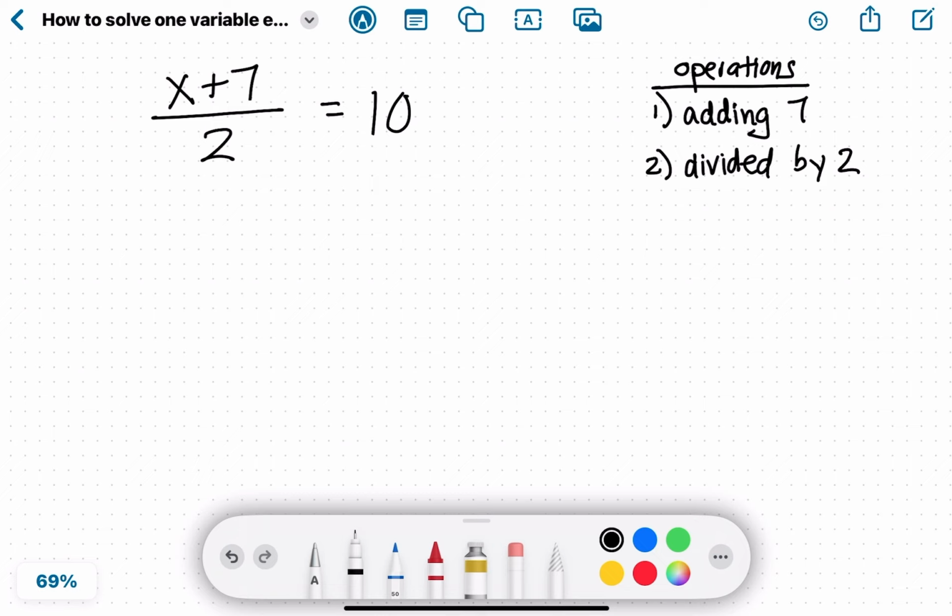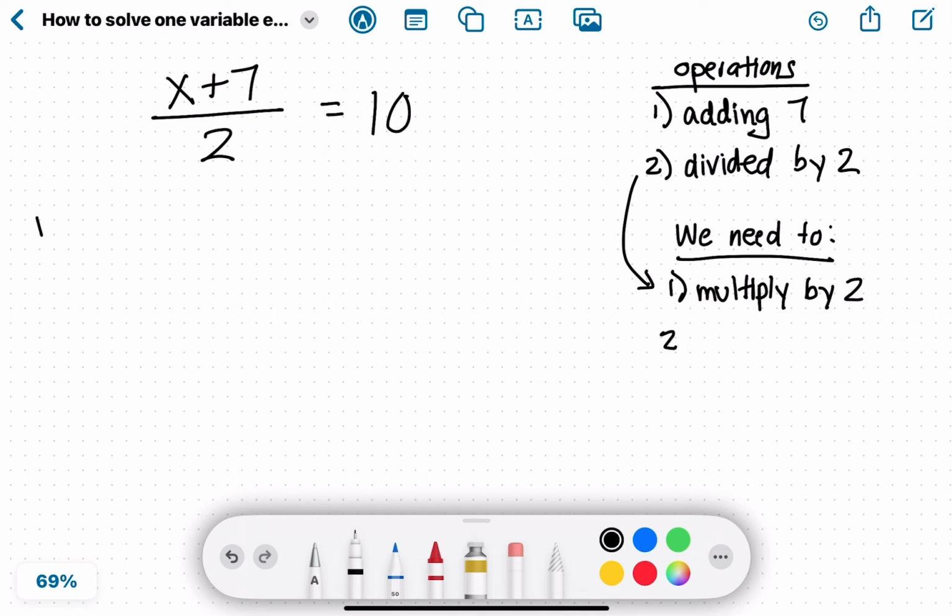Now, what we need to do is reverse it once again. So the opposite of division is multiplication. So we need to first multiply both sides by 2. And then after, we need to add 7. Sorry, not add 7, subtract 7, because the opposite of addition is subtraction. So subtract 7.